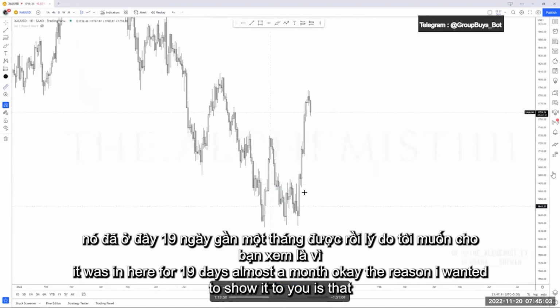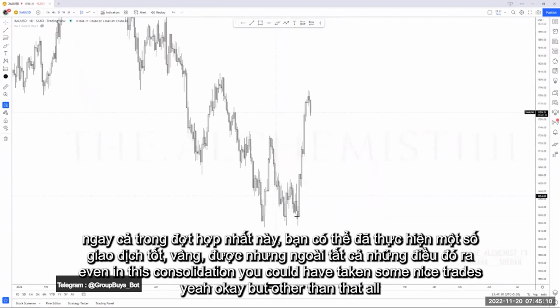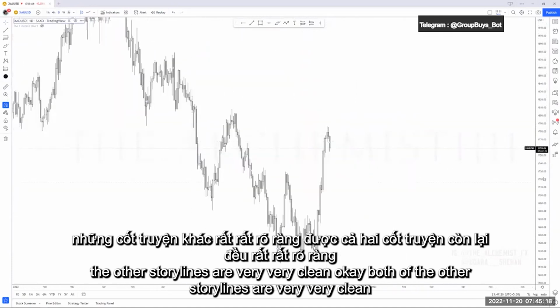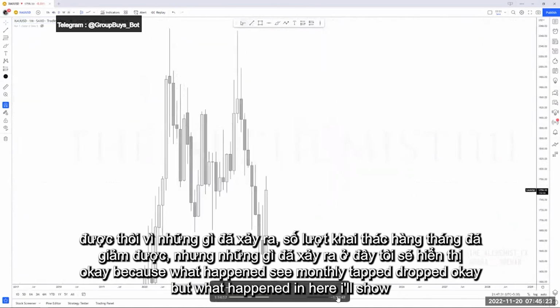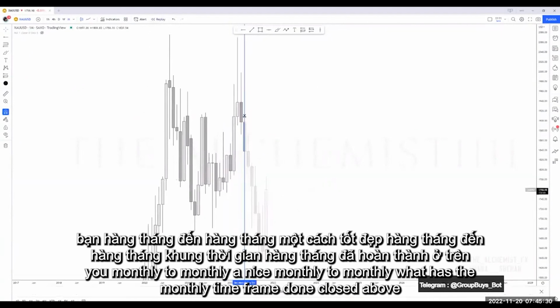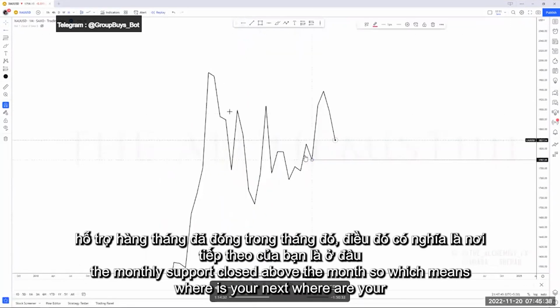The reason I want to show it to you in here is that if you understood the storylines properly in these areas, even in this consolidation, you could have taken some nice trades. But other than that, most of the other storylines are very, very clean. Because what happened? See, monthly tapped, dropped, tapped, dropped. But what happened in here? I'll show you monthly to monthly, a nice monthly to monthly. What has the monthly time frame done? Closed above the monthly support.